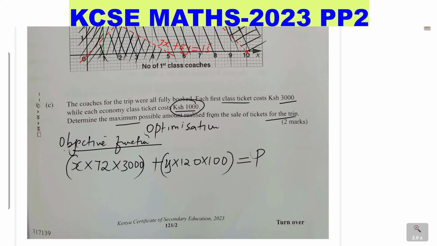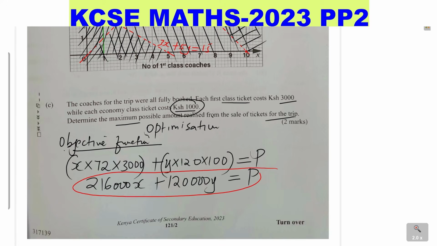When you multiply these out, X times 72 times 3,000 will give 216,000 X, plus this will give 120,000 Y. This is equal to P. So P represents the amount realized for the sale of all the tickets. After doing that, now we have the objective function. This is what you're going to use to get the maximum possible or the minimum possible amount.